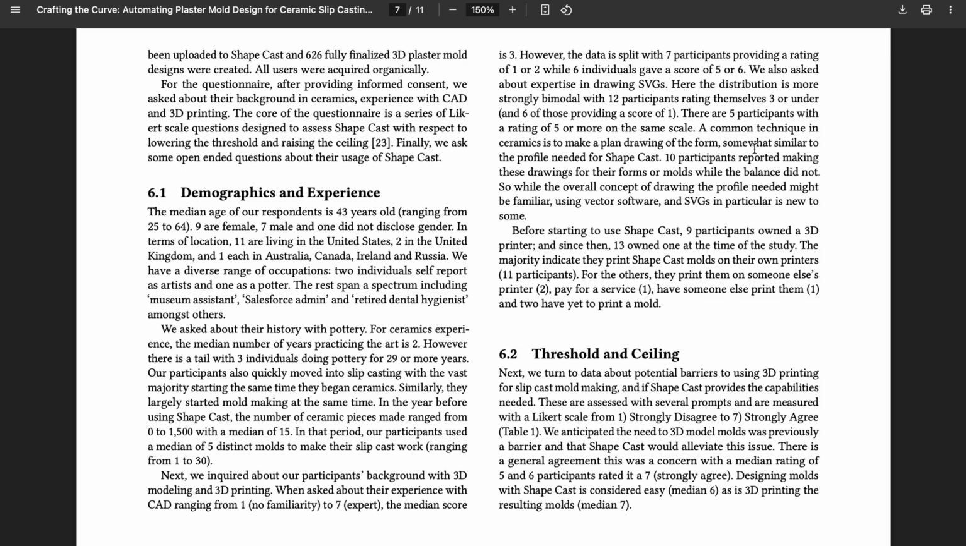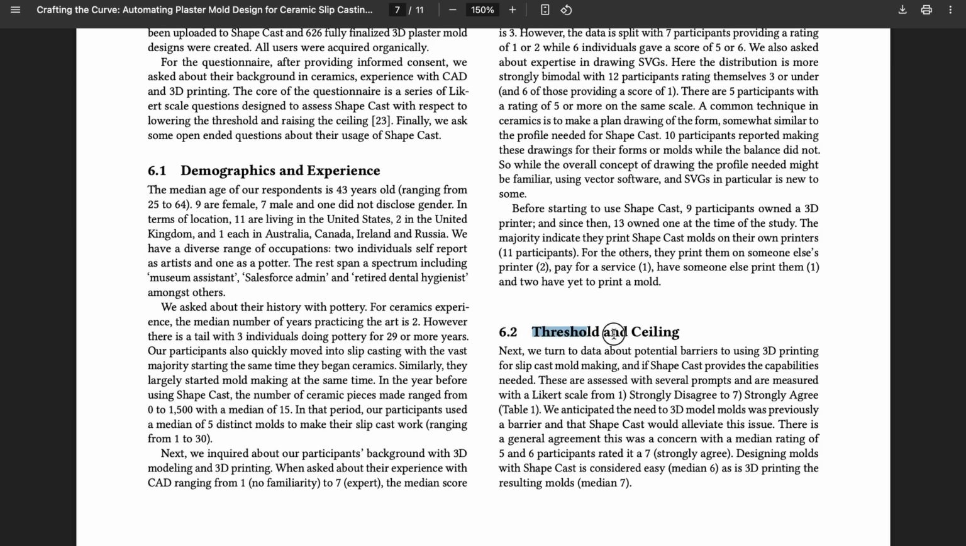Asked about ceramics background, things like that. So basically have an idea who the participants were. The primary question I was looking at on the quantitative data side was this idea of threshold and ceiling. The threshold is basically how easy is it for new people to come into it. Designing molds is relatively difficult using CAD, and so the primary purpose of Shapecast was to be able to lower the threshold so it is easier for everyone.